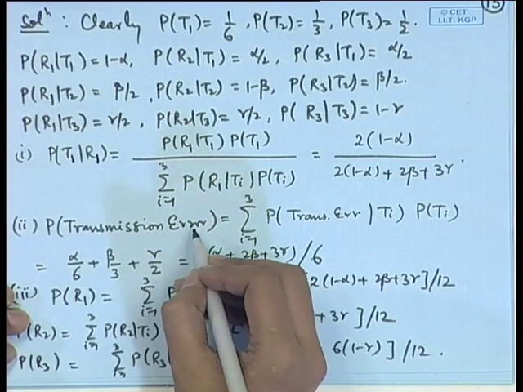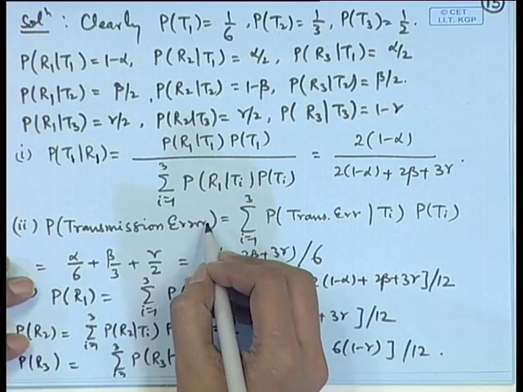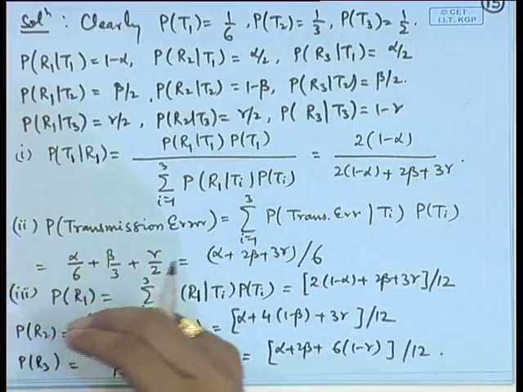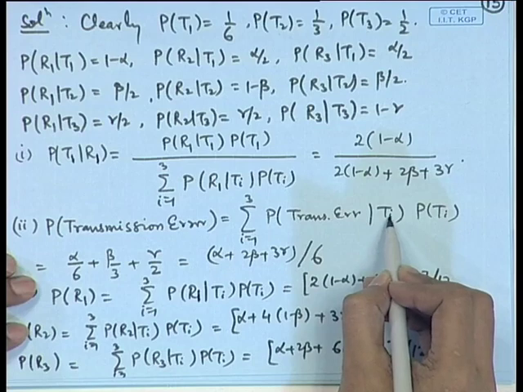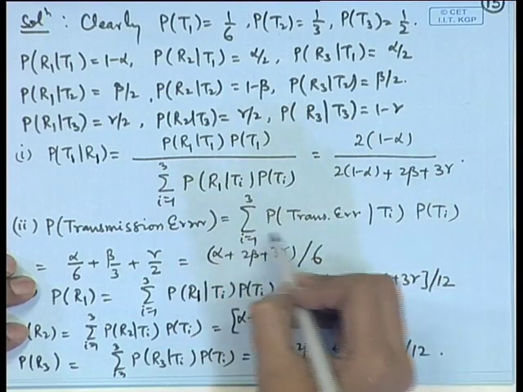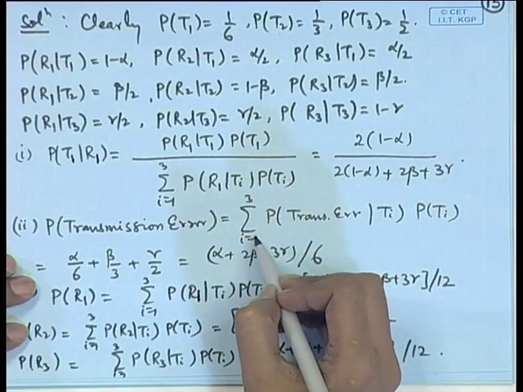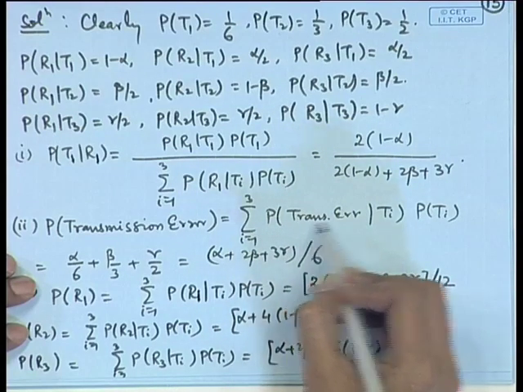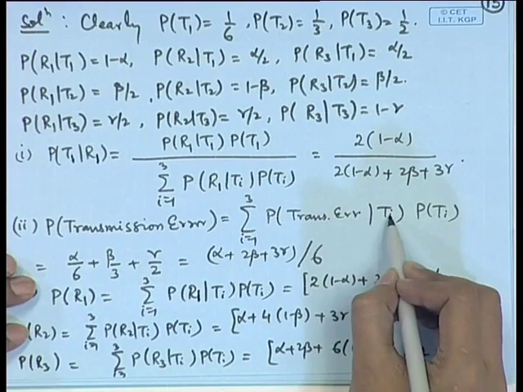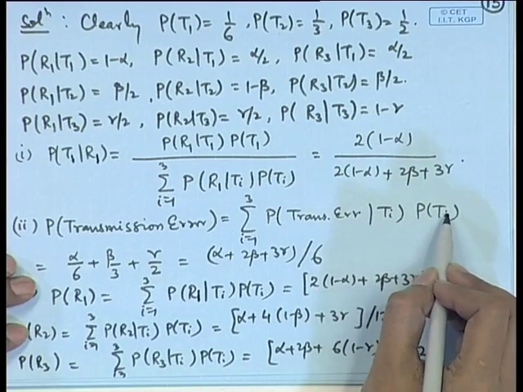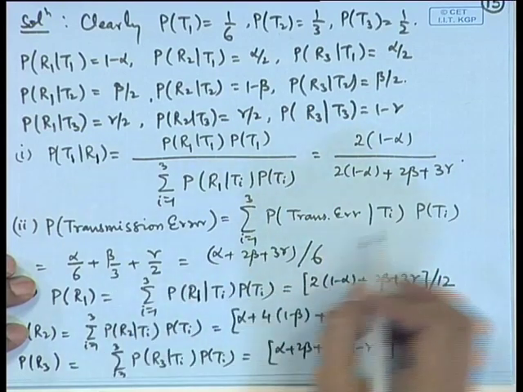What is the probability of a transmission error? Now, transmission error is the later event, that means, firstly something is sent, something is transmitted, therefore it is conditional upon what was actually sent. There are 3 possibilities of sending the digits 1, 2 or 3. So, again by using the theorem of total probability, the probability of transmission error becomes the sum of the probability of transmission error given T i into the probability of T i.